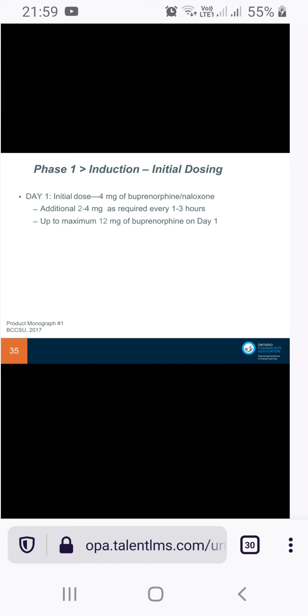Now, what is the initial dose, right? So again, this varies by guidelines. But generally, once a patient is in appropriate withdrawal, you would provide them with a 4 milligram dose of buprenorphine. Then additional doses ranging from 2 to 4 milligrams can be provided to the patient as required for any opioid withdrawal symptoms. And you can provide these doses every 1 to 3 hours. This can continue up to a maximum of 12 milligrams on day one or less, because some patients may be able to have their opioid withdrawal symptoms managed at significantly lower doses.